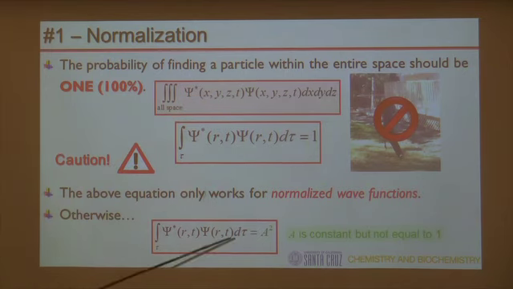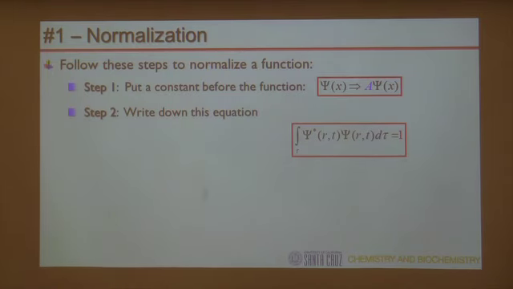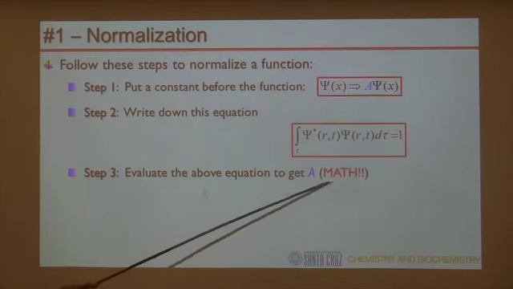Step 2, also very easy. Please write down this expression. It simply means you multiply its complex conjugate with itself and do the integral with respect to all space. You write it down. And the third step, please evaluate this integral. Okay, please evaluate it. Well, that depends on your math. If your math is rusty, sorry, you cannot get the number. But let's say if your math is okay, you can get A squared. You get a finite number.